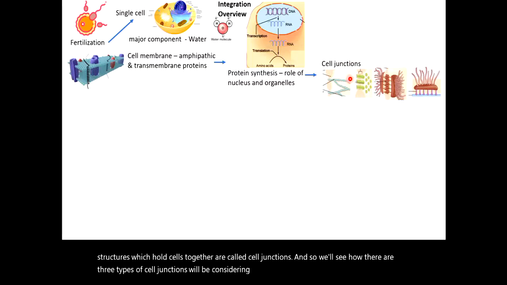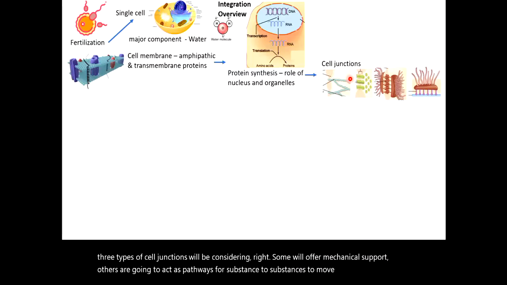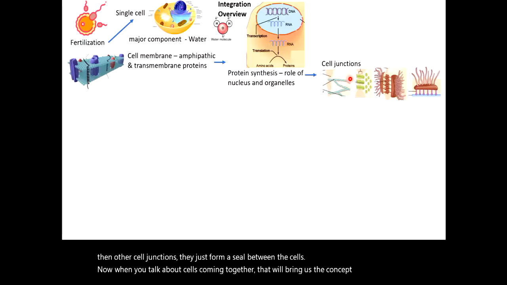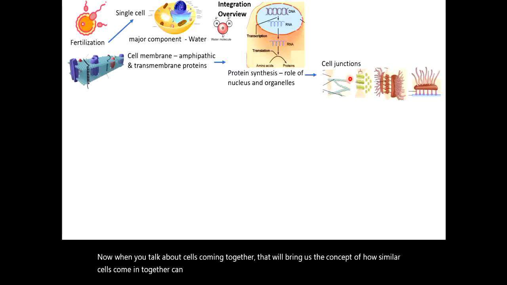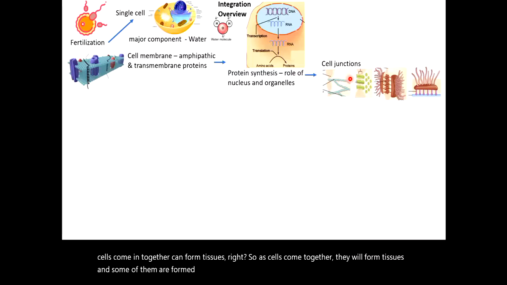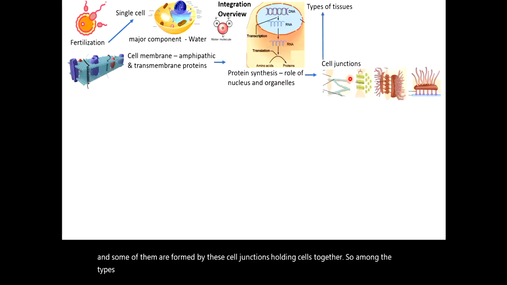Some will offer mechanical support, others are going to act as pathways for substances to move between the cells, and then other cell junctions just form a seal between the cells. Now when you talk about cells coming together, that will bring us to the concept of how similar cells coming together can form tissues, right? So as cells come together, they will form tissues, and some of them are formed by these cell junctions holding cells together. So among the types of tissues, we look at 4 of them.